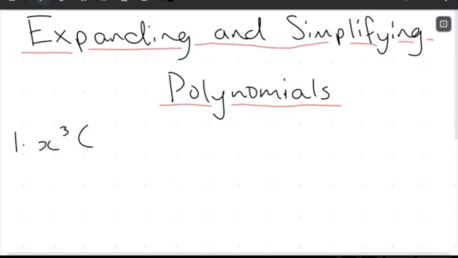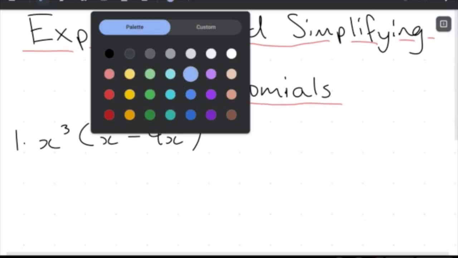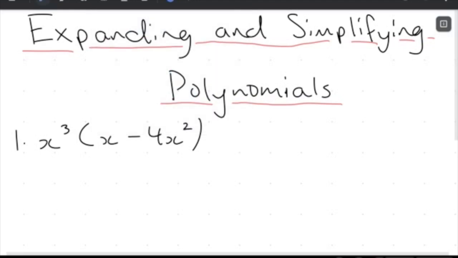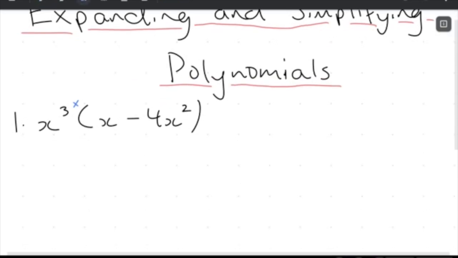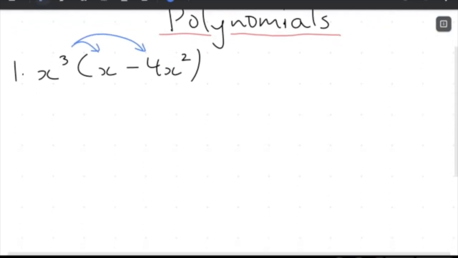So first question, we've got x cubed outside of the bracket x minus 4x squared. When we work through these, we remember that there's this little hidden operation between the number outside the brackets and the number inside the brackets. This number outside is actually multiplying by each of the terms on the inside. So if you remember back to binomial expansion, or just any expansion, we take the number out the front, and this is going to multiply by both of the inside terms. And I've just drawn these little arrows to help us make sure we're remembering to multiply both there.